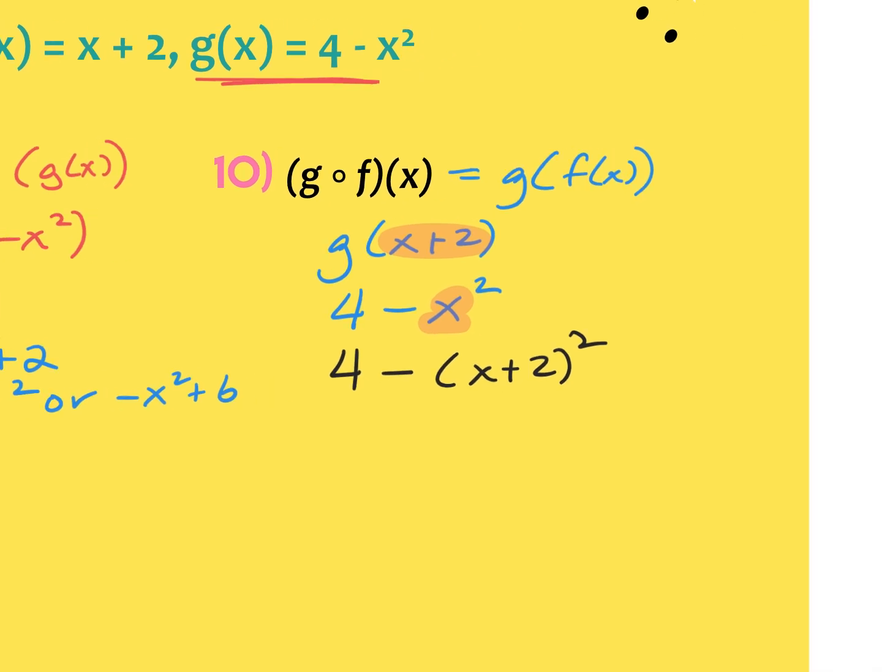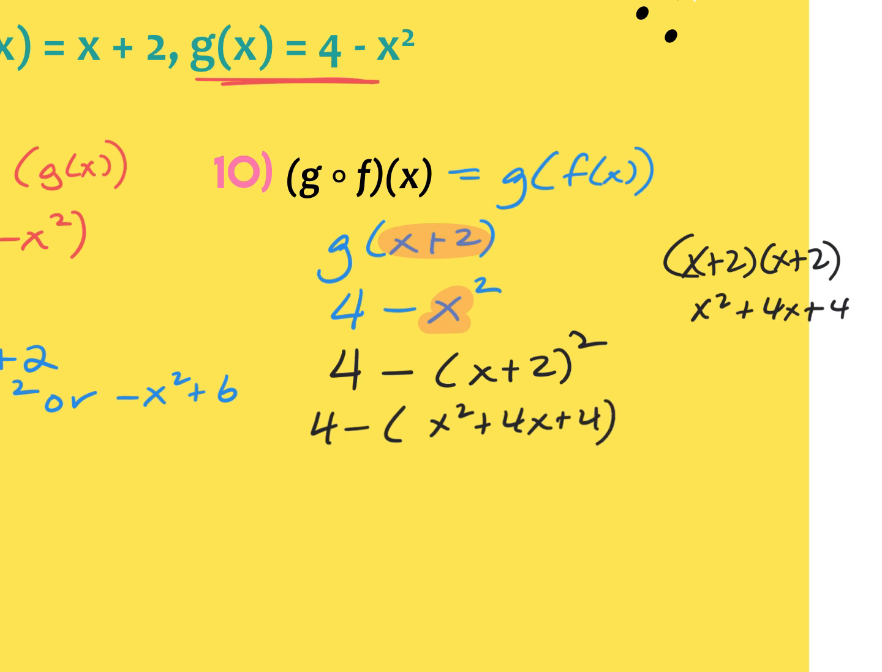So remember, X plus 2, X plus 2. Okay, so once I FOIL this, X squared plus 4X plus 4. So here, let me put it in parentheses first. I'm going to distribute the negative sign. I'm now going to combine my like terms. So these cancel out, and then I'm just left with negative X squared minus 4X.